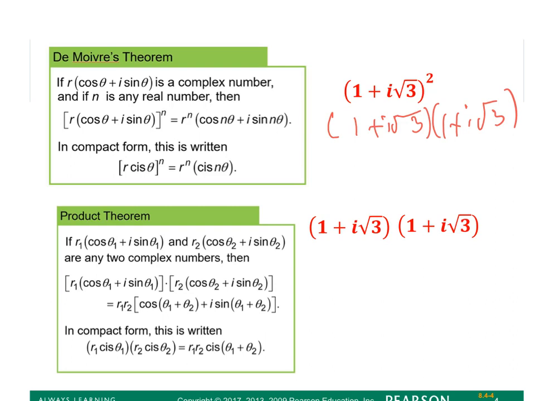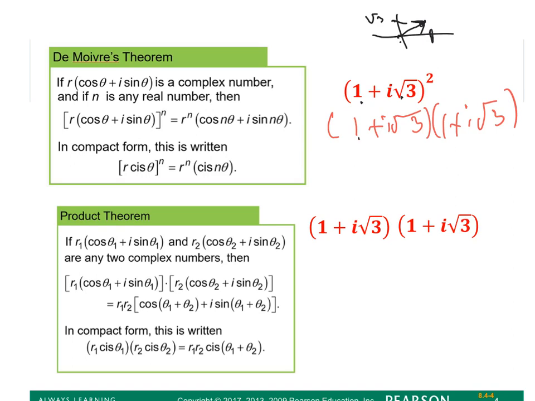Now, granted, when I do this, it's still rectangular. Remember, it's rectangular because we would graph it 1 to the right and then square root of 3 up. That's my i, and so there's my vector. So this is rectangular, okay? You're on the rectangular plane.